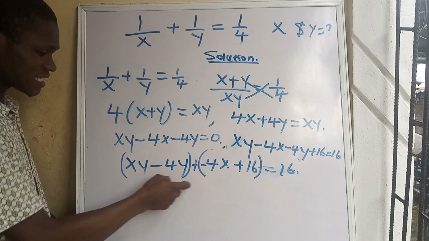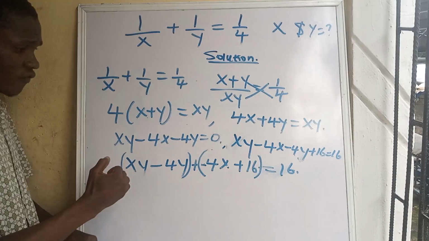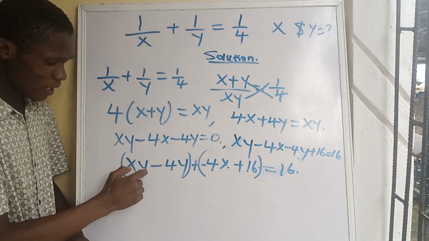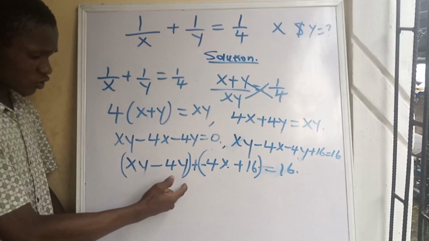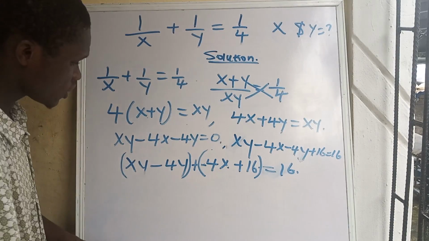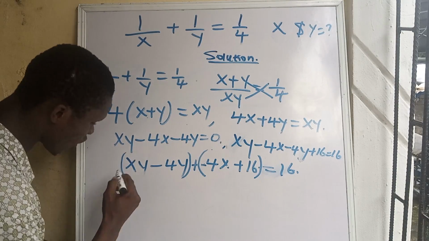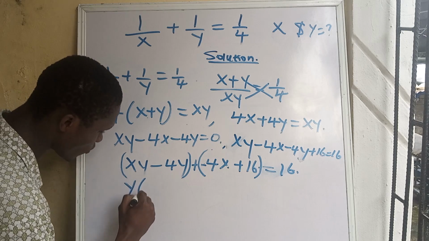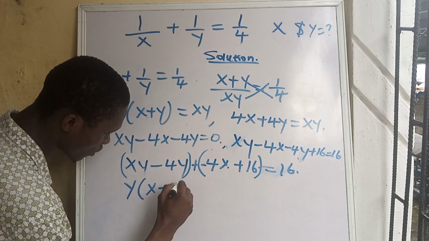The reason why we did it like this is for us to bring out the common factors. So we have xy minus 4y. What is the common factor in this? The common factor is just y. So if we bring out the common factor, we have y in bracket x minus 4 close bracket.